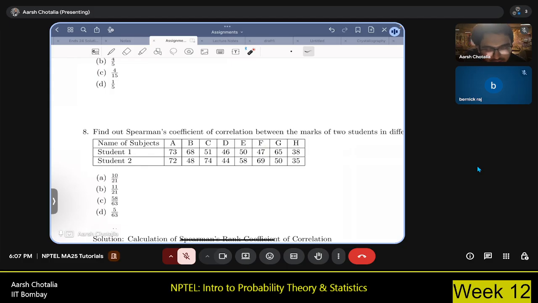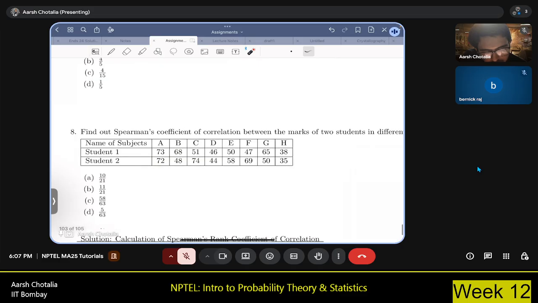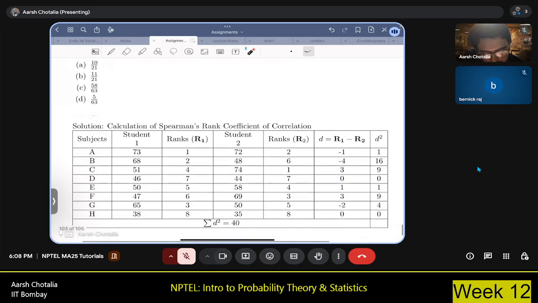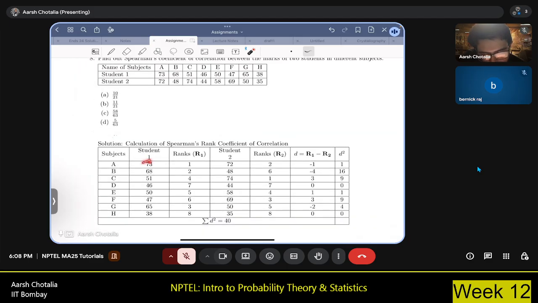And for each subject, there are 2 students who are writing the exam. In subject A, student 1 got 73, student 2 got 72. Okay, so 73 is ahead of 72, etc. for each subject that is happening. And we have to find the correlation between the marks of the students in the rank sense, so the rank correlation. And so what you do is basically assign the ranks to each mark distribution.